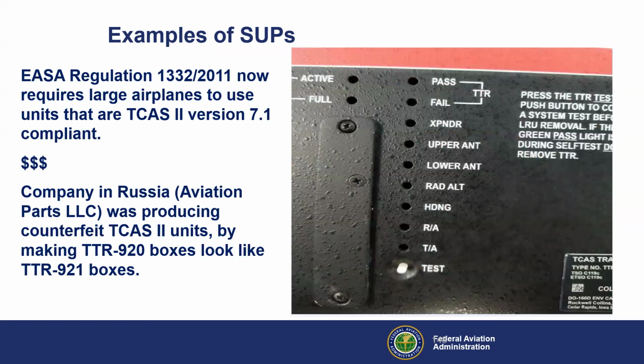And this came about back in 2011 when you had to have TCAS 2 to be compliant, and that's pretty expensive. So this company in Russia was producing these counterfeit TCAS units, and they would mark their TTR 920 boxes to look like TTR 921 boxes. And notice there's no LEDs sticking through those holes.